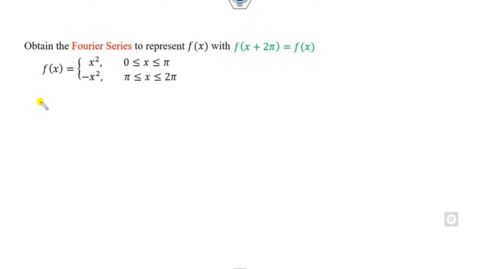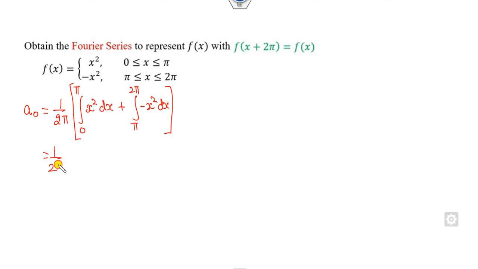Okay, look at this another one. So a naught is 1 over length. I can break this interval into 0 to pi of x square and pi to 2 pi of minus x square. Fine. So can you integrate it quickly? So this will be x cube over 3 here. When I substitute negative, it's minus x cube over 3 from 2 pi to pi.